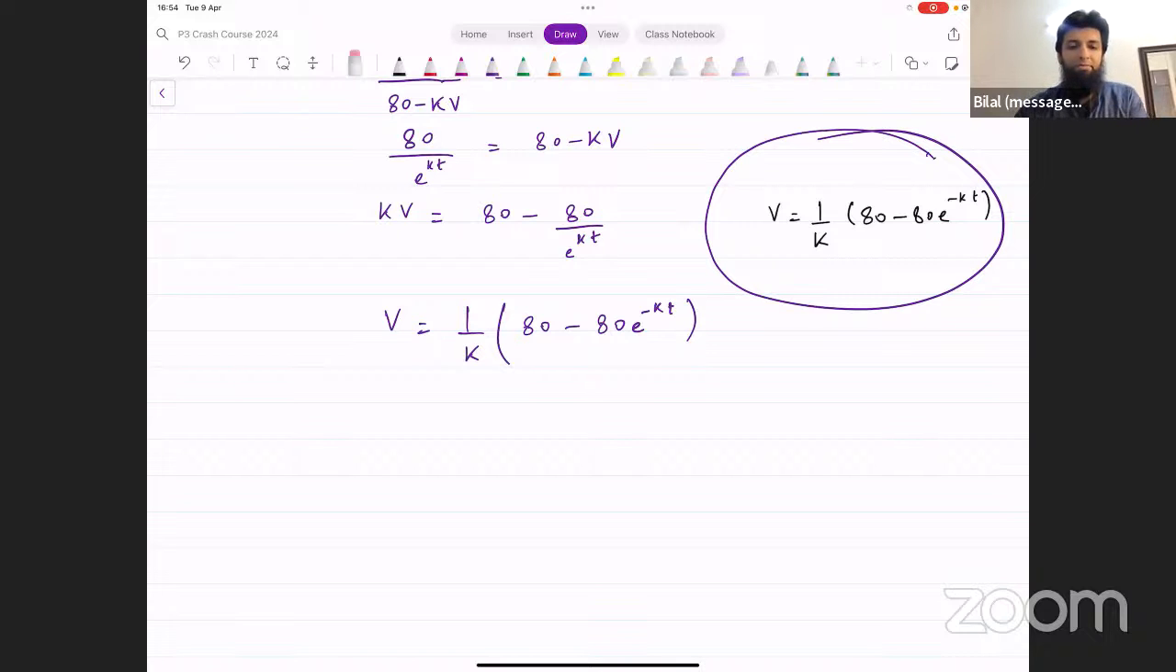Is that okay? First part, any problem with this? Okay, let's look at the next part now.